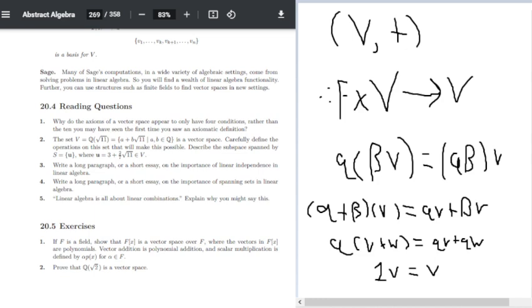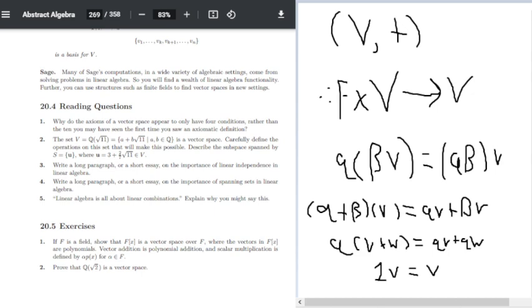So, why do the axioms of a vector space appear to have only 4 conditions, rather than the 10 you may have seen the first time you saw an axiomatic definition? This comes from the fact that, since we now have the tools of linear algebra to talk about, and we're not just talking about the real numbers, we have an abelian group inherently defined in both of the structures, so we don't need to specify that extra information. For example, we don't need to specify that v plus w is equal to w plus v, because we already have that in the assumption that V is an abelian group. So basically, the extra assumptions we have on top, the fact that we have both a field and an abelian group, substitutes the previous definitions one would have.